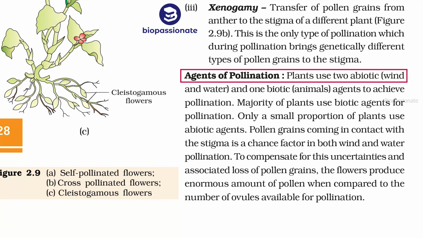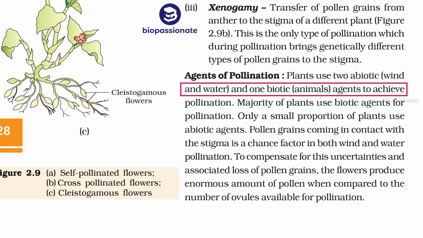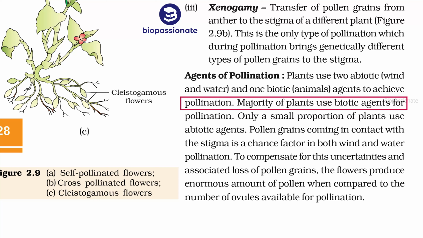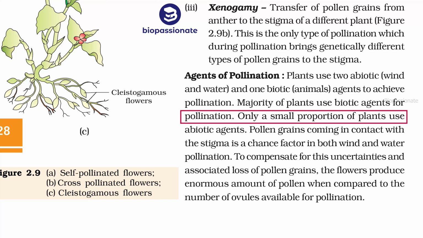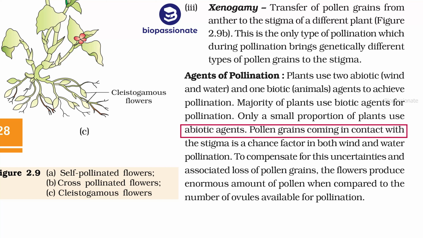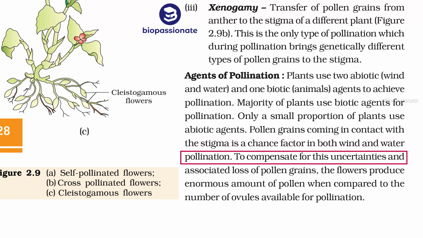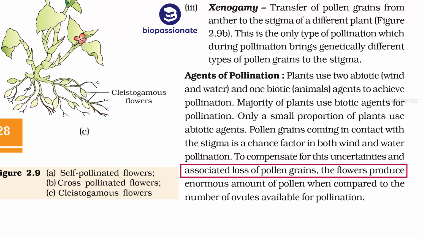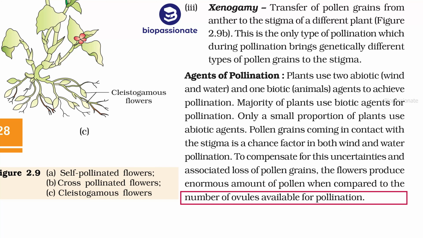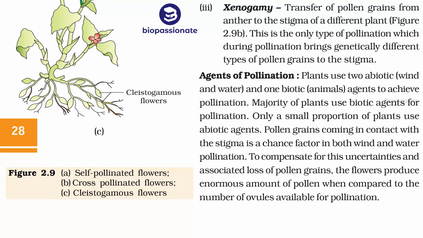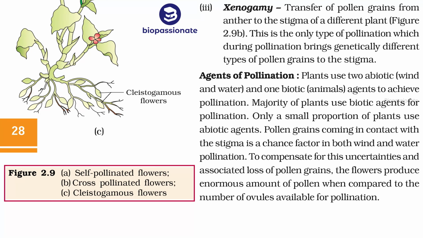Agents of pollination. Plants use 2 abiotic agents, wind and water, and 1 biotic agent, animals, to achieve pollination. Majority of plants use biotic agents for pollination. Only a small proportion of plants use abiotic agents. Pollen grains coming in contact with the stigma is a chance factor in both wind and water pollination. To compensate for this uncertainty and associated loss of pollen grains, the flowers produce enormous amounts of pollen when compared to the number of ovules available for pollination. Figure 2.9. A. Self-pollinated flowers, B. Cross-pollinated flowers, C. Cleistogamous flowers.